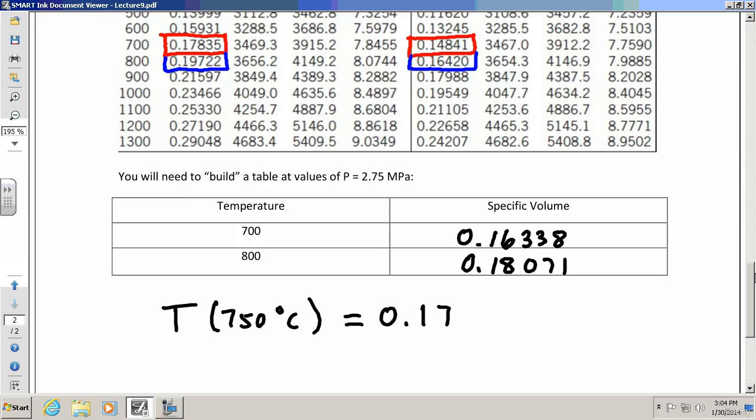I don't know what the rest is. I just know it's those two numbers. I don't know. It's 4 or 5. I'll round it up to 5. Whatever. Okay. So now I've got an estimate for a pressure of 2.75 megapascals, temperature 750 degrees Celsius. There's my estimate of specific volume, and that's meters cubed per kilogram.